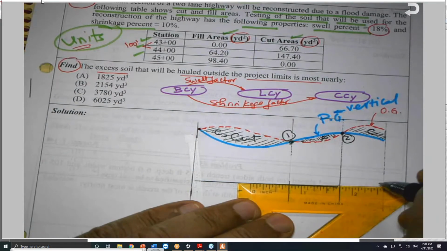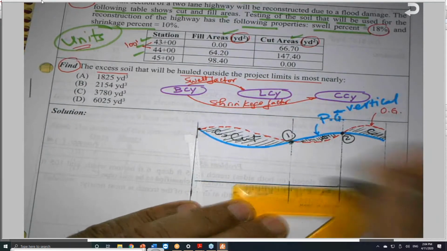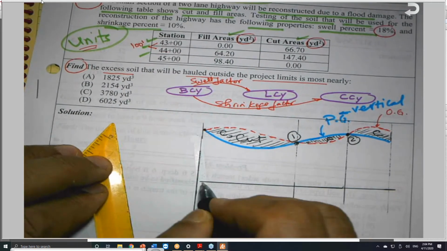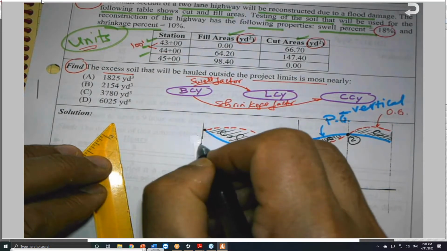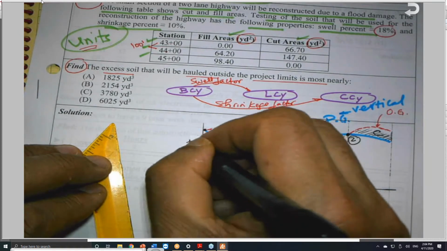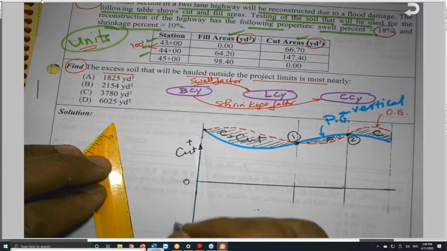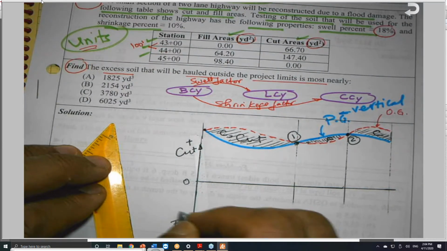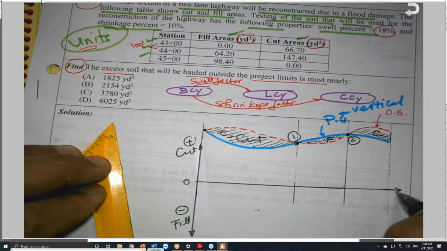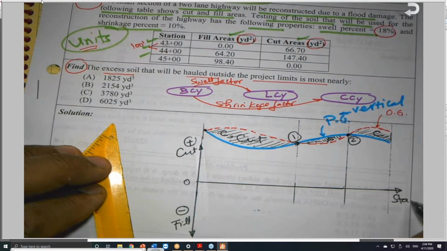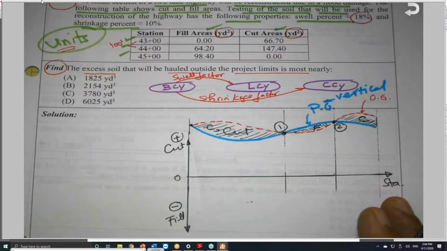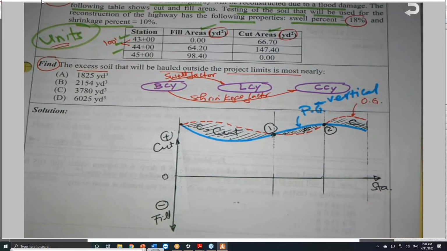As you know, the mass diagram is a graphical representation of the cut and the fill. And here it is. So this is 0 and the y-axis. This is cut, which is a plus, and this is fill, which is a minus. And the x-axis, or the abscissa, we call it station, which is a distance. Let me give you 2 minutes to sketch me the mass diagram.